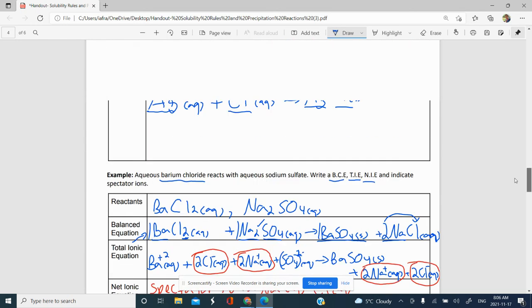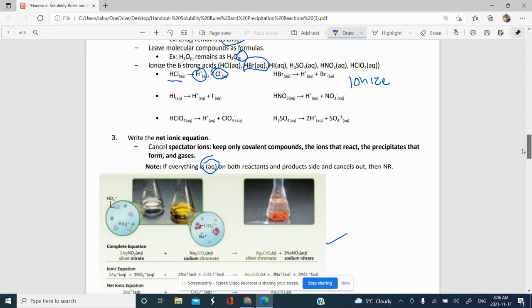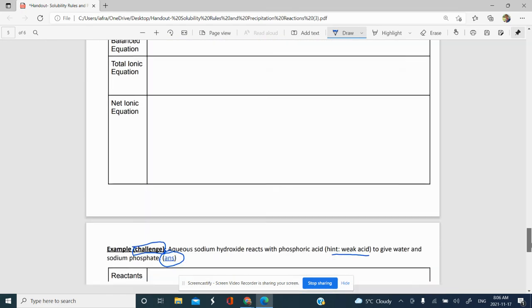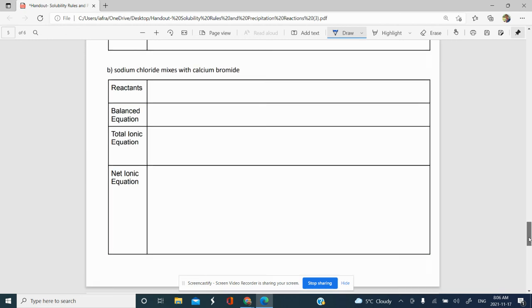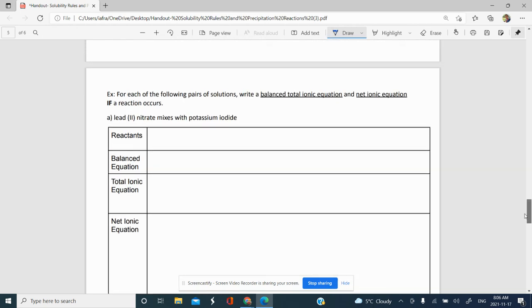Before you try the challenge, you might also want to reread, especially the part with ionizing strong acids versus something called weak acids. So just think about that carefully when you try that challenge video there. So next video will be to go over the last examples over here, A and B.